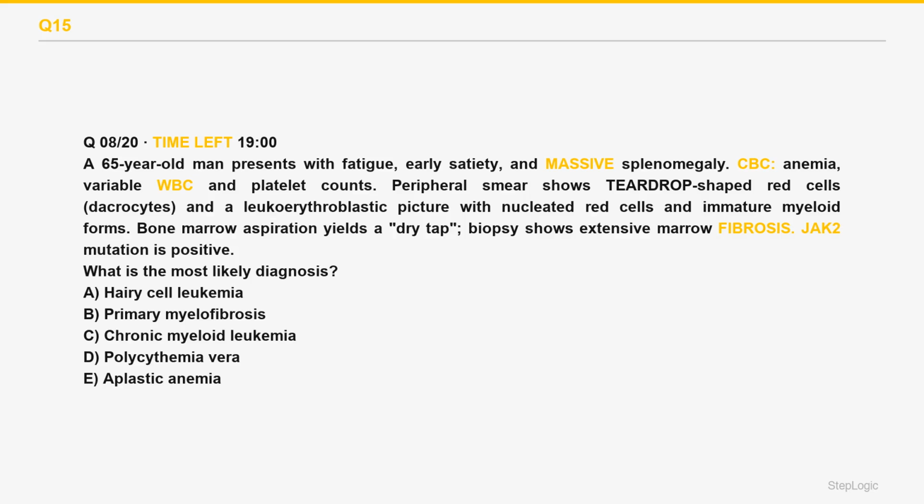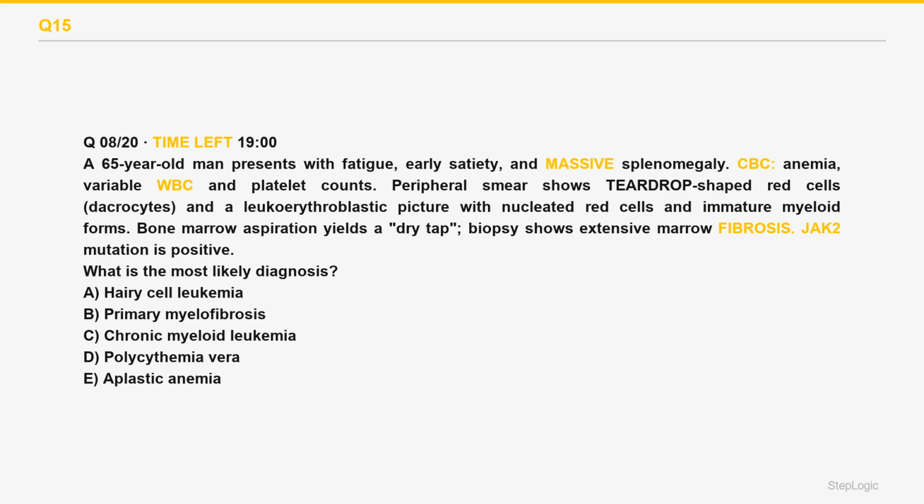What is the most likely diagnosis? A 65-year-old man presents with fatigue, early satiety, and massive splenomegaly. CBC shows anemia with variable white cell and platelet counts. Peripheral smear shows teardrop-shaped red cells, dacrocytes, and a leukoerythroblastic picture with nucleated red cells and immature myeloid forms.